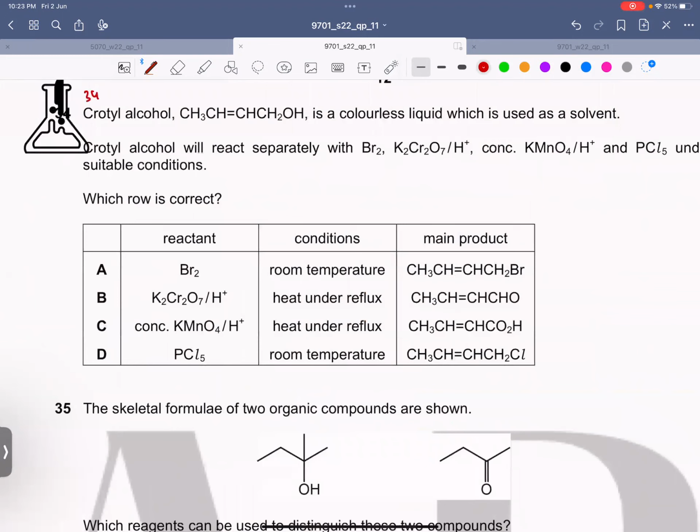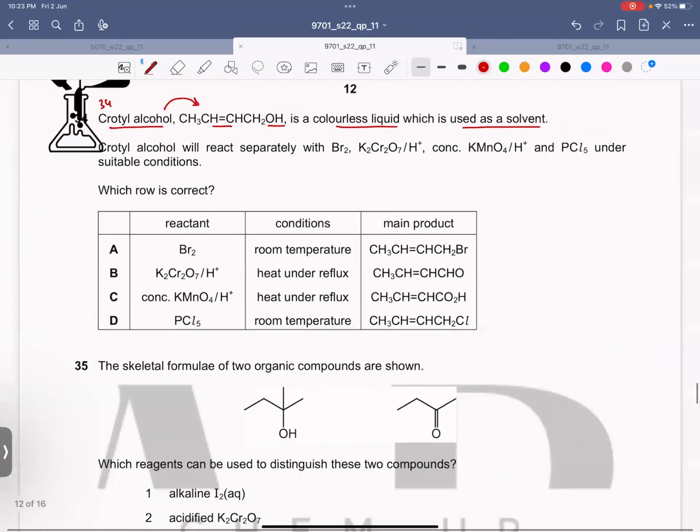Now question number 34. Just give me a minute, please. Crotyl alcohol. Okay. Here we have a formula. It contains both a carbon-carbon double bond and OH. It's a colorless liquid which is used as a solvent. Crotyl alcohol will react separately with bromine, acidified potassium dichromate, acidified concentrated manganate, and PCl5 under suitable conditions. Which is correct?